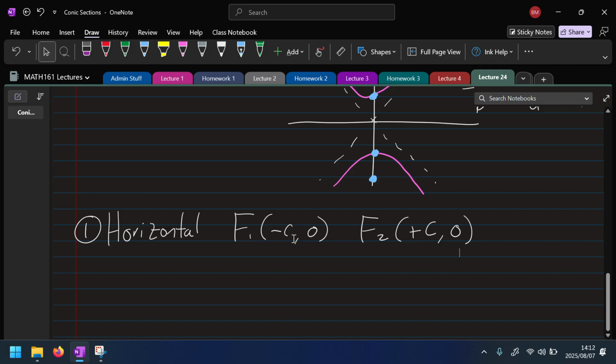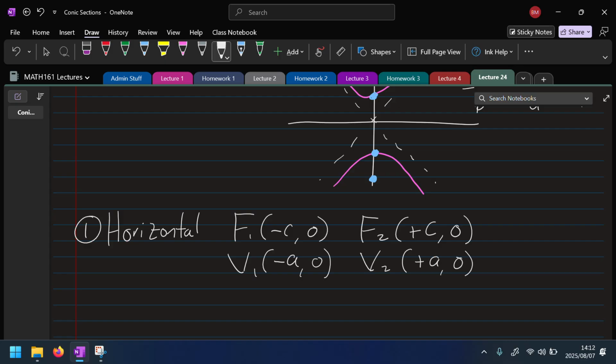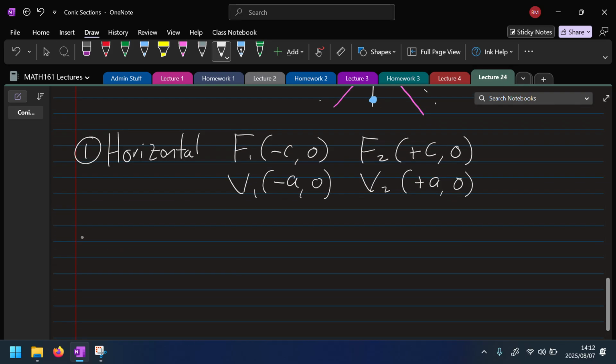Very similar thing for the vertices. So v1 for the left, that will be (minus a, 0). Because a goes with the x, so minus a, 0. And then the one on the right, that will be (plus a, 0). Again, the y value is 0, because this is the horizontal hyperbola.